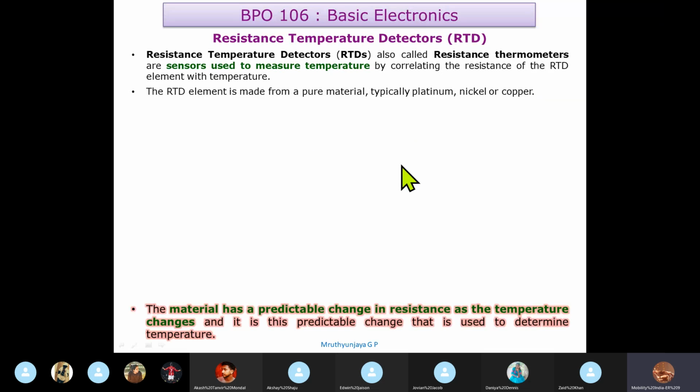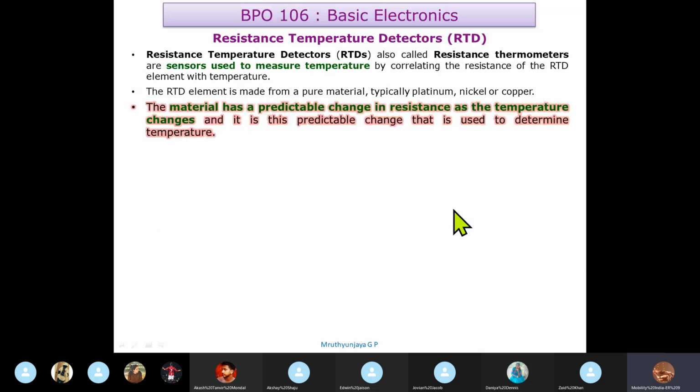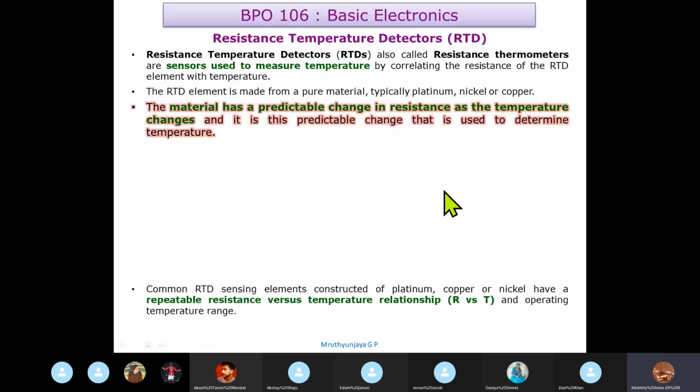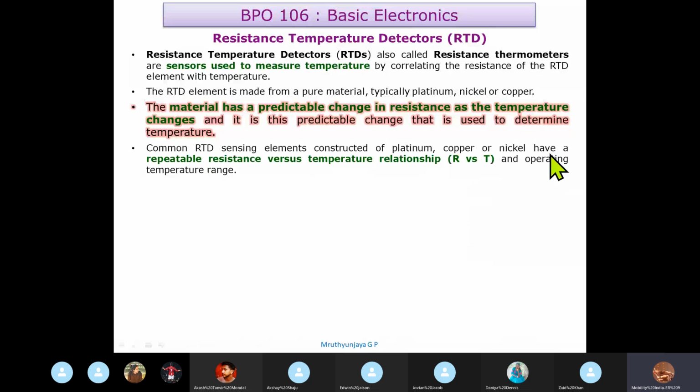How is it made? Similar to the thermistor, the metal has a predictable change in resistance as the temperature changes, and it is this predictable change that is used to determine the temperature. Typical application of the thermistor concept is in the RTD. Common RTD sensing elements consist of platinum, copper or nickel, which have a repeatable resistance versus temperature relationship, that is R versus T. Consistency and reliability are there. The change in resistance with the change in temperature is reliable in this case.